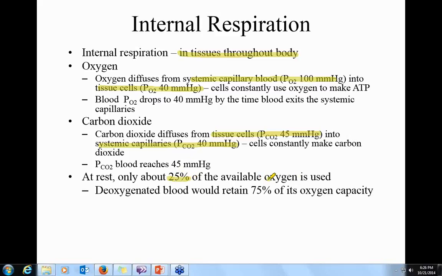Now when you're at rest, say you're binge watching Breaking Bad, you only use about 25% of the available oxygen. So when you're at rest, deoxygenated blood has about 75% of its oxygen capacity. This is good because when you decide to go to the fridge, or like me, if you decide to get some Cheetos from the kitchen, you need that oxygen to help power your movement. So you have oxygen available.